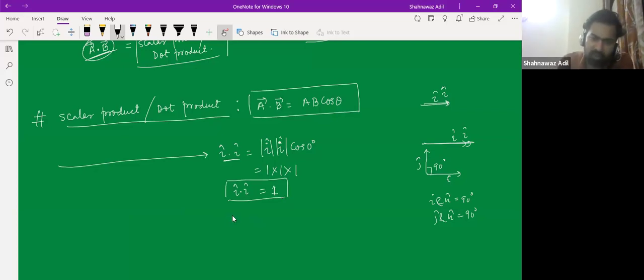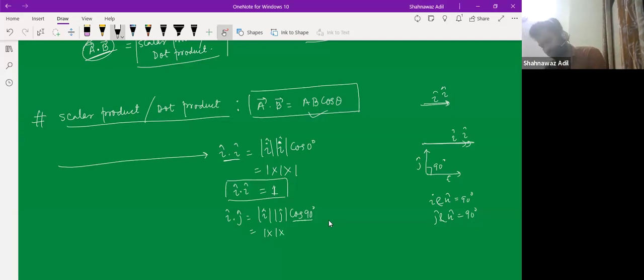And if I want to find out what I dot J hat would be, it is the magnitude of I, times the magnitude of J, times the cosine of the angle between them. From this definition, the angle between I and J is 90 degrees. So the magnitude of I is 1, J is 1, and cos 90. How much is this?